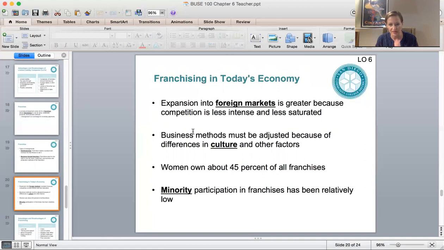Particularly, there are so many different franchises where women are really growing. KFC, so many women owning KFCs. Right now, women own about 45% of all franchises. One thing I wanted to say about franchises, not as many minorities have been buying them. And I'm not sure what the cause of that is right now, but franchises are an excellent way to become an entrepreneur without totally starting from scratch.